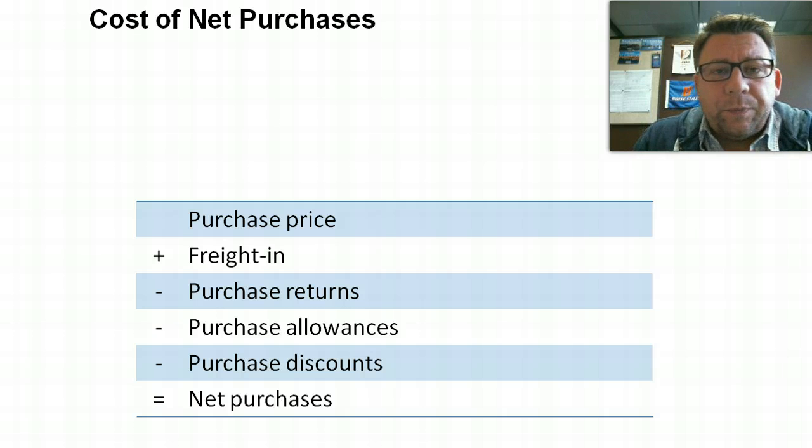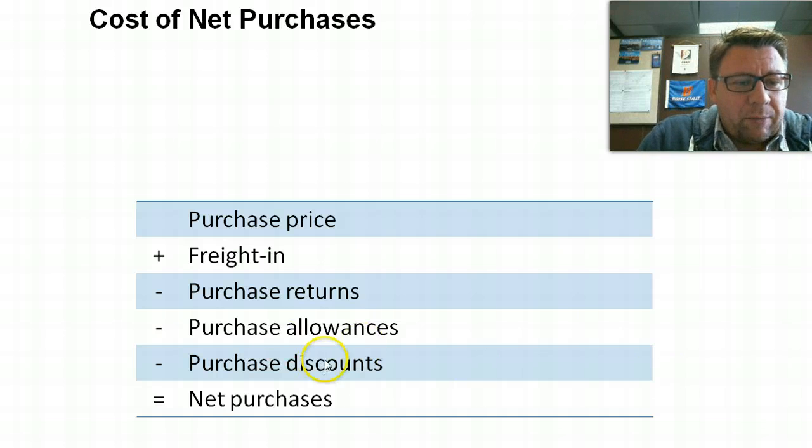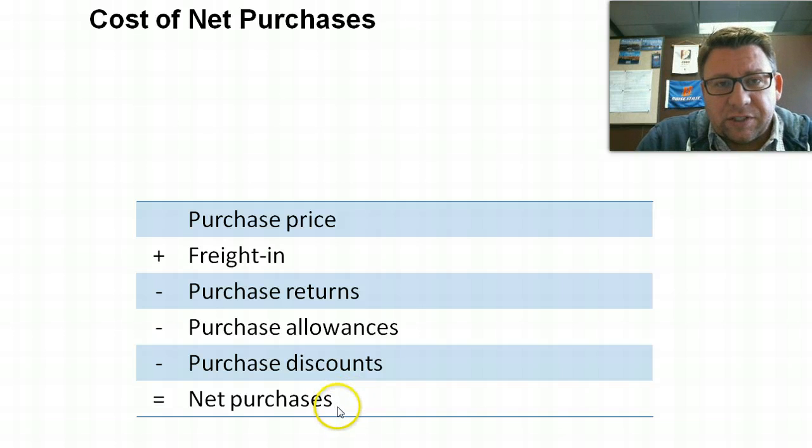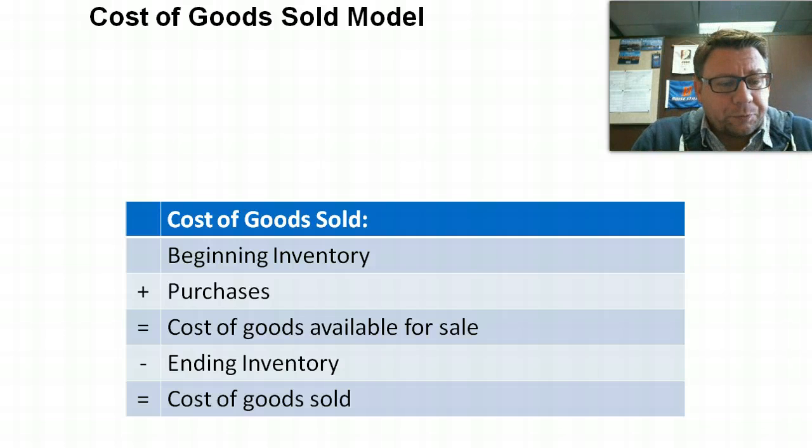Okay, so one of the things we need to arrive at at the end of the period is what our net purchases are. The way we calculate net purchases is we take our purchases plus freight in, minus purchase returns and allowances, minus purchase discounts, to get net purchases. That's an important calculation because we need to use it in calculating our cost of goods sold.